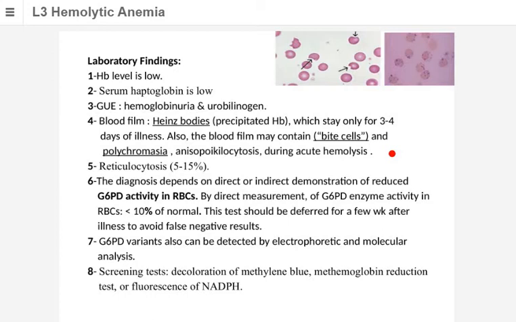Other laboratory findings: G6PD variants can also be detected by electrophoretic and molecular analysis. Screening test is decoloration of the methylene blue, the methemoglobin reduction test, or MRT. This is a screening test. It is not diagnostic, but it is a screening test.